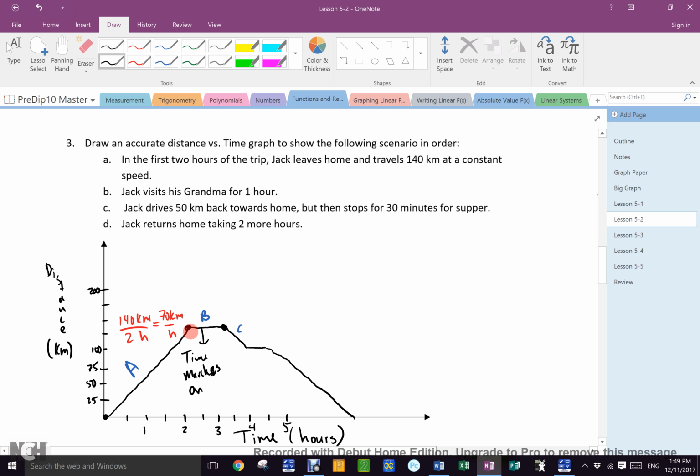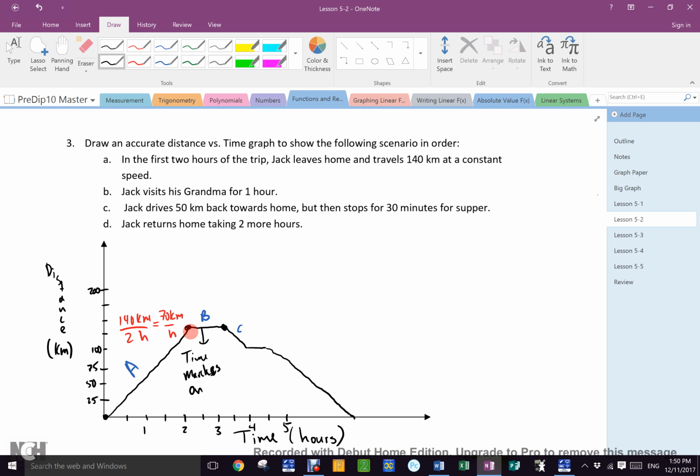Does everyone agree? How many people drew a graph that looks like that? If you finished. Okay. Everybody that drew that graph drew it wrong. Why? Now talk. Is it distance traveled or distance from home? Read the thing. Draw an accurate distance versus time graph.